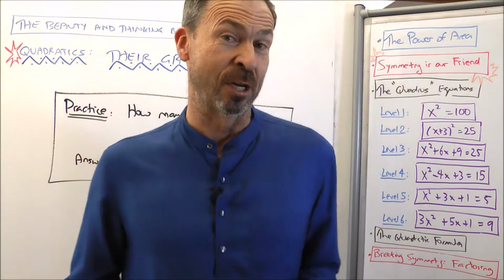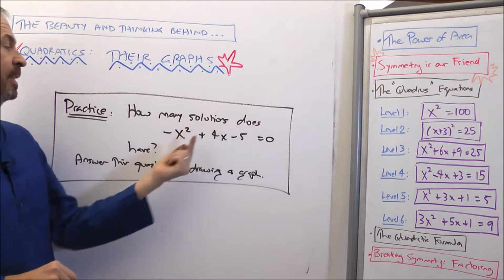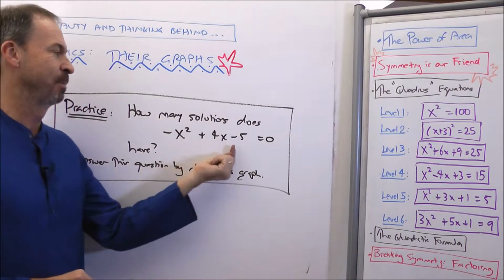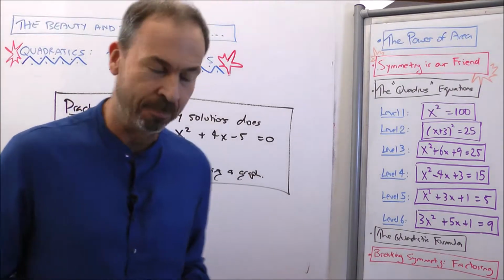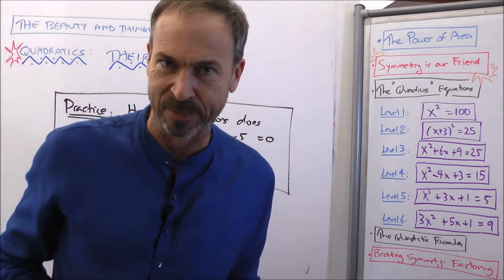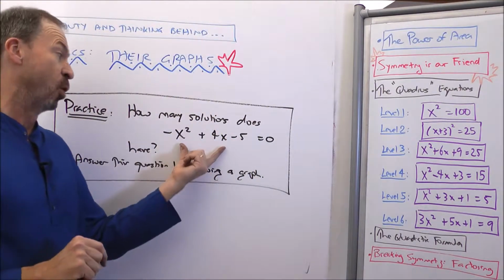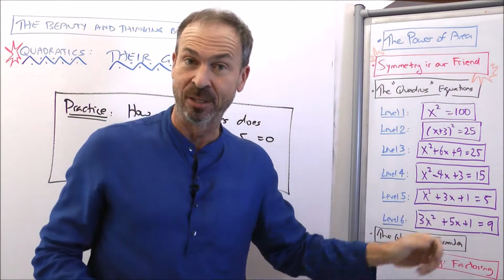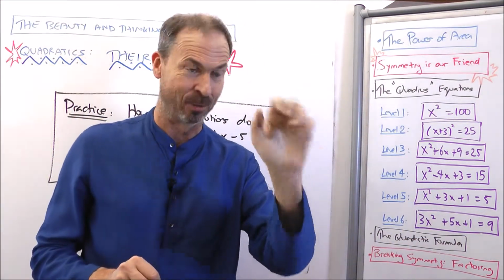Okay, here's another question. How many solutions does negative x squared plus 4x minus 5 equals 0 have? Now, we definitely have all the algebra. In fact, there's lots of ways we talked about solving this one before. You could actually solve this equation and see if you get any solutions. Remember, it's either going to be 2 or 1 or 0.